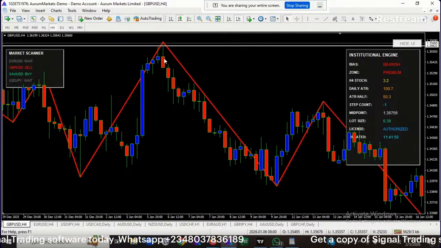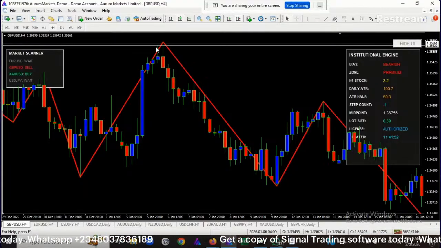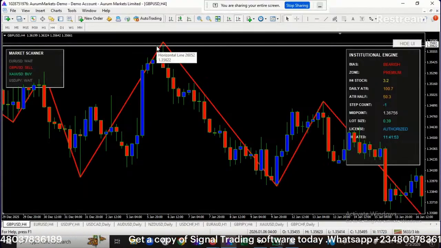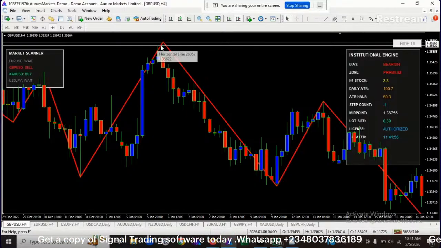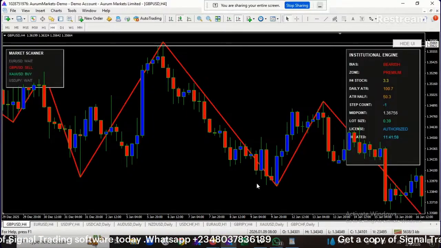And what did they do in London? They had to first of all come and sweep the liquidity residing at all your stop losses that you set here and a few pips above this level. That was what they swept before they sell.